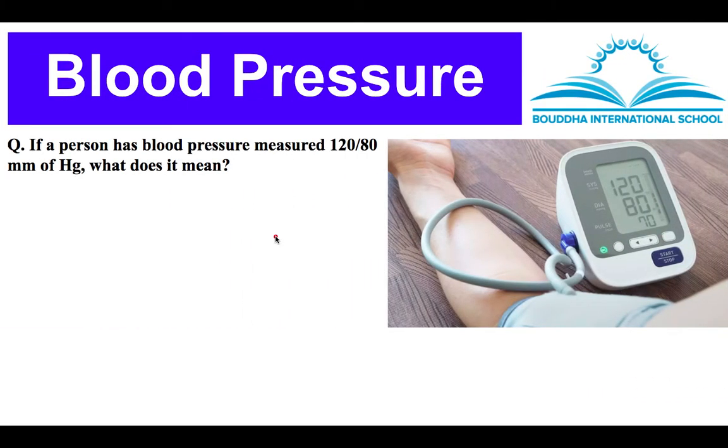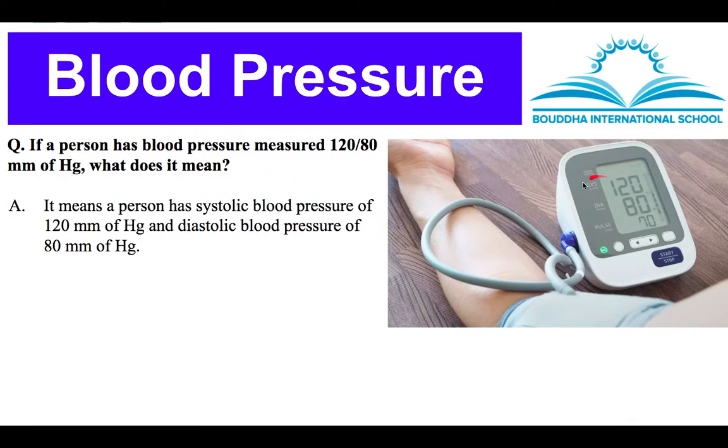So a question comes sometimes. In a healthy person, as I already told you, whenever you measure it, you will get about 120 and 80. So the question is, if a person has blood pressure measured as 120 over 80 millimeter of mercury, what is the meaning of it? It means 120 is systolic, and 80 is diastolic. So the same thing we have written here. It means the person has systolic blood pressure of 120 millimeter of mercury, and the lower value is diastolic blood pressure, 80 millimeter of mercury.